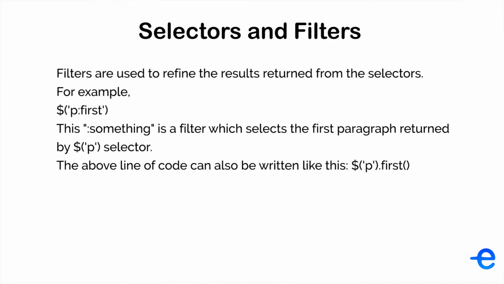Filters are used to refine the results returned from the selectors. For example, $ and inside the parenthesis 'p:first'. This colon something is a filter, and in this case, it selects the first paragraph returned by the $('p') selector. The above line of code can also be written like this.